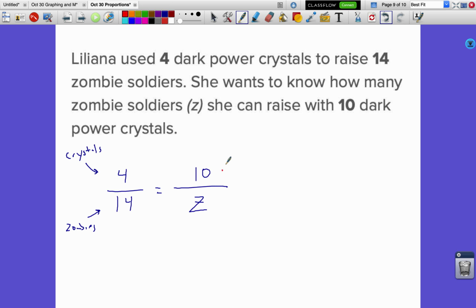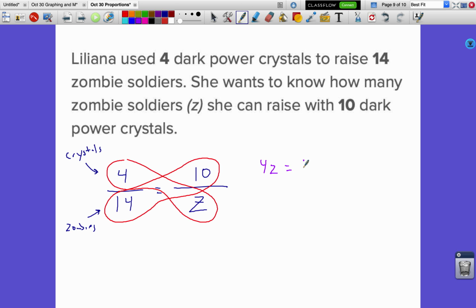All right, let's do some cross multiplying. I'll draw these circles better. Try to do it all quick. Now I've got 4Z equals 140, just multiplying those in my head. Divide both sides by 4. And we get Z equals 140 divided by 4 is going to be 35.